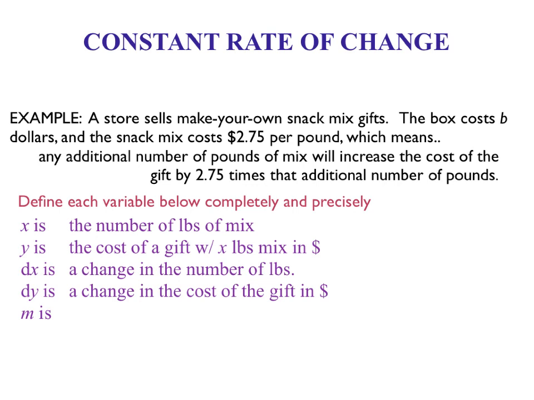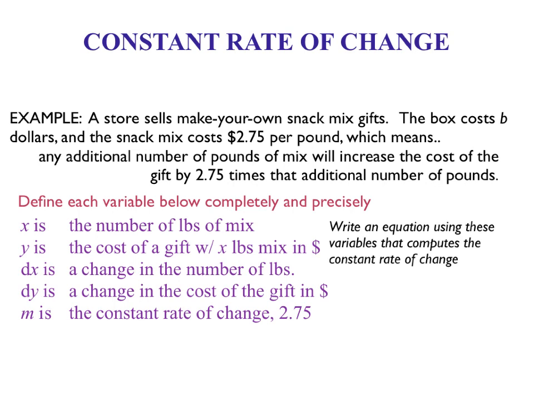Okay. M is? Would you like me to say M as well? Sure, keep going. Okay. Doing great. M is 2.75, and that is our parameter. Yeah, 2.75. That's the constant rate of change, 2.75 dollars per pound. Okay, so using these symbols, how would you write an equation that computes the constant rate of change? Using two or more of these symbols, how would you write an equation that computes the constant rate?